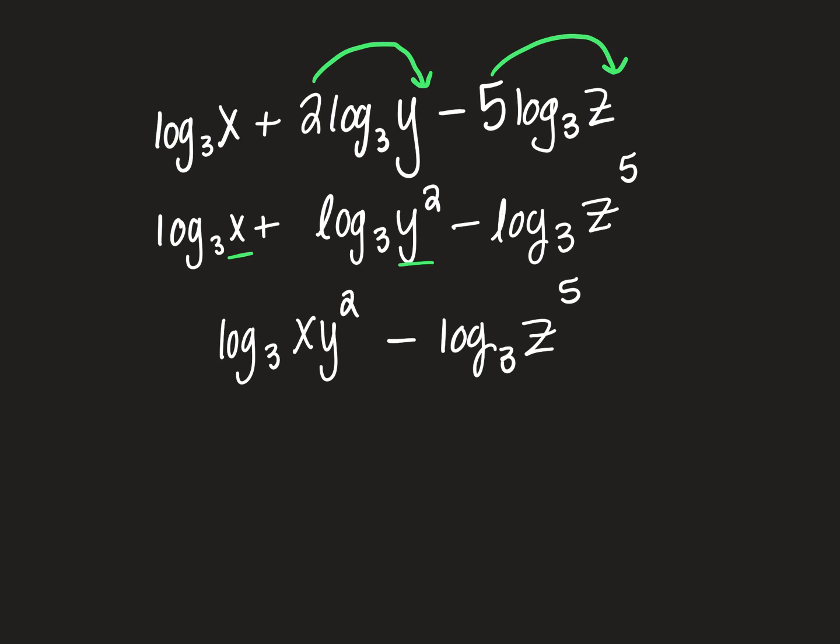All right, and then since we have a subtraction now, we're just going to use our quotient property. And so we'll have xy squared on top, and then z to the 5th on the bottom. So now that expression is fully condensed because there's nothing in front of the log, and we've got just one log there.